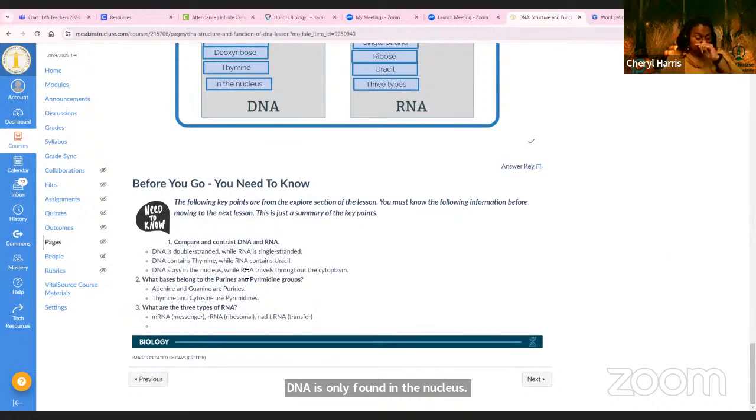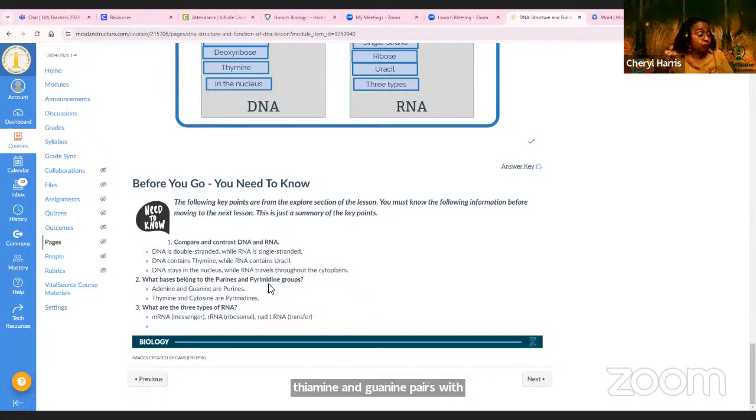All right, and that kind of goes along with the topics down here. Okay, this number 2, you need to be familiar with these terms, purines and pyrimidines. You need to know that adenine and guanine are purines. Now, they are the purines, and then she also mentioned that a purine is always bonded to a pyrimidine. So adenine and guanine are purines, thymine and cytosine are pyrimidines, but adenine pairs with thymine and guanine pairs with cytosine.